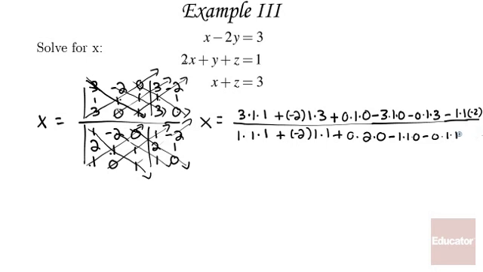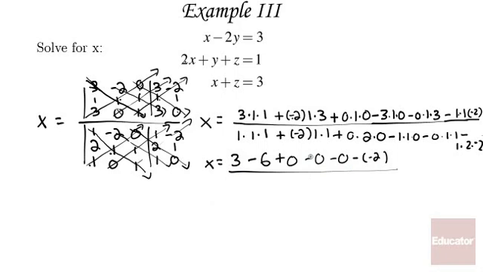Running out of room. Okay. 1 times 2 times negative 2. Working this out. Therefore, x equals 3. And this is negative 2 times 1 times 3, which gives me negative 6, plus 0 minus 0 minus 0. Then 1 times 1 times negative 2, so that's minus negative 2.